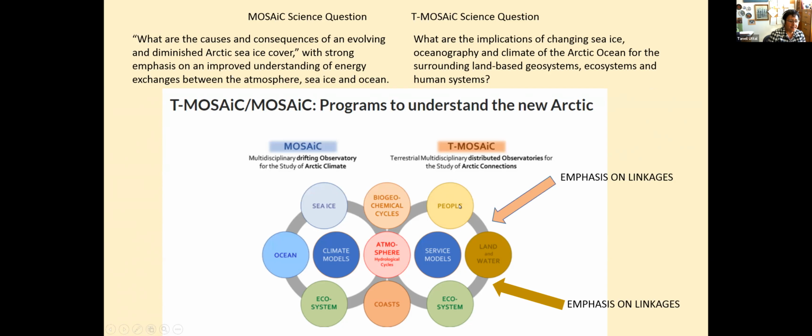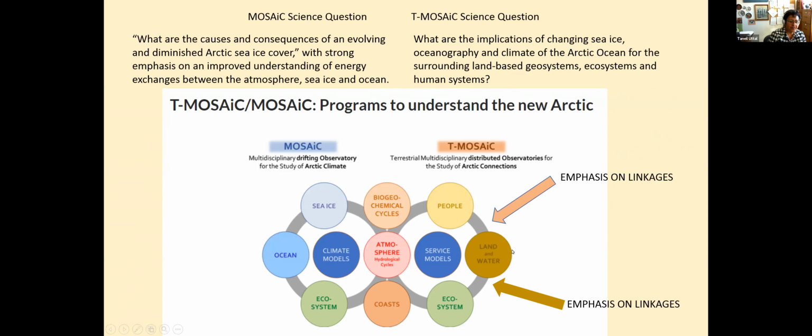So what's added in T-MOSAIC is things with people, land and water, the terrestrial ecosystems, the coasts, and I think we've sort of added into the atmosphere section looking about the hydrological cycles. And I guess the question is whether it's in here, these biogeochemical cycles, atmosphere, hydrological cycles, and coasts, are those sort of going to be the connectors in terms of what's going on between MOSAIC and T-MOSAIC? I'm going to read the existing science question for MOSAIC right now, which is what are the causes and consequences of an evolving and diminished Arctic sea ice cover, again with a strong emphasis on the processes. And for T-MOSAIC, it's what are the implications of the changing sea ice, oceanography, and climate of the Arctic oceans for the surrounding land-based geosystems, ecosystems, and chemosystems.